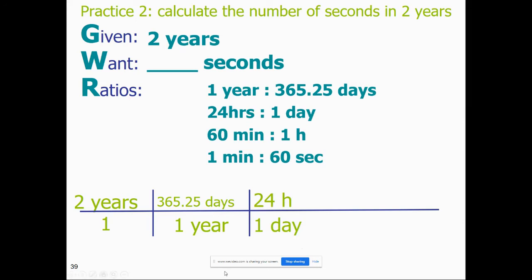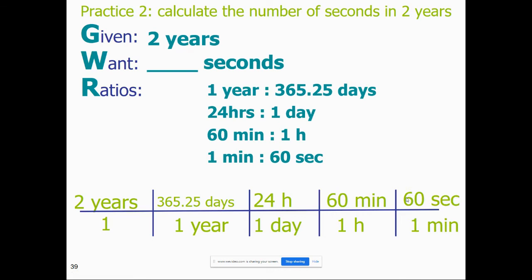Now our days have canceled out. We're left with hours. But do we want hours? No, we want seconds. So we're working our way there. Well, we know that 1 hour has 60 minutes. So we're going to put the hour on the bottom, so the hours cancel out, and we'll put 60 minutes on the top. Our hours have canceled out. But we don't want minutes, we want seconds. Oh, we have one more relationship. We know that 1 minute will go down here, is 60 seconds.